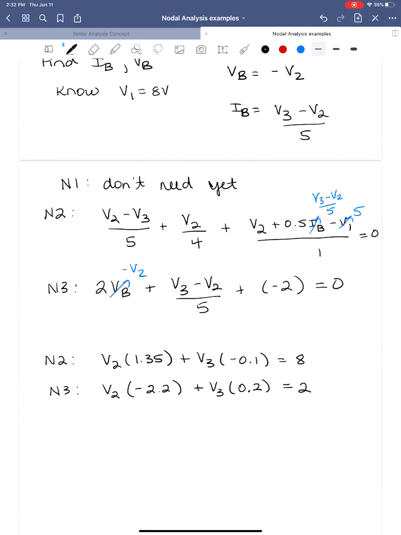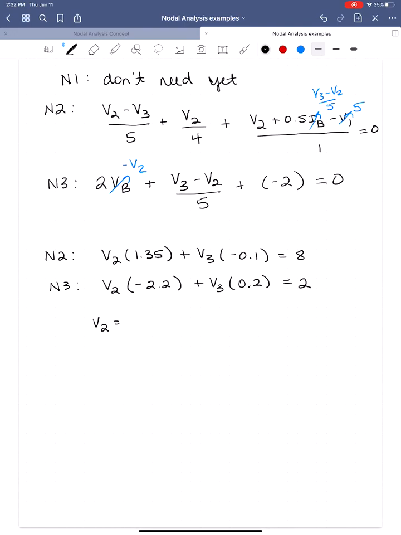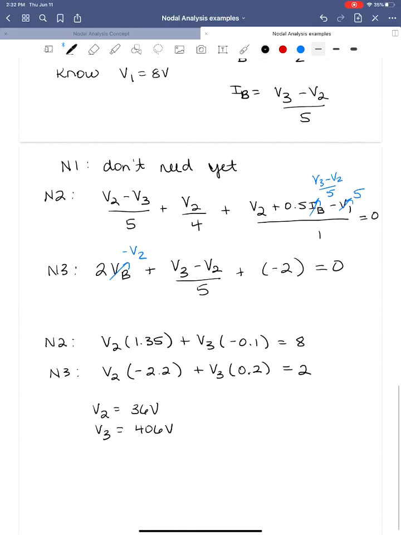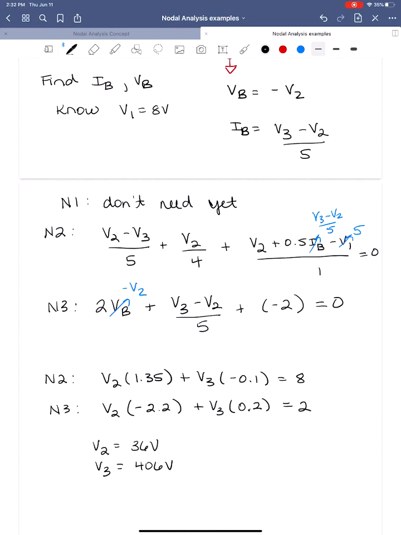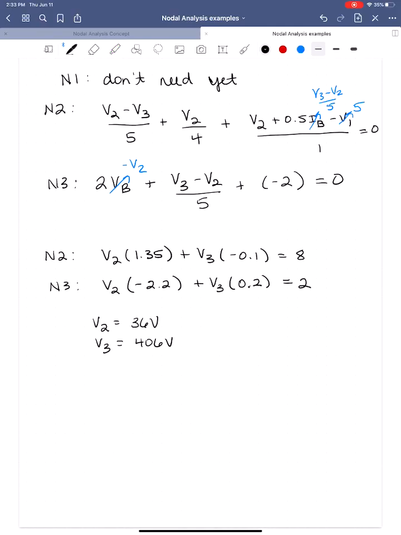All right, so two equations, two unknowns. We'll solve for V2 and V3. When we do that, we'll get that V2 is equal to 36 volts and V3 is equal to 406 volts. When we take V1, V2, and V3 and substitute them into our equations here, we can solve for VB and IB. We'll get VB is equal to minus 36 volts, minus V2, and IB is equal to 74 amps.